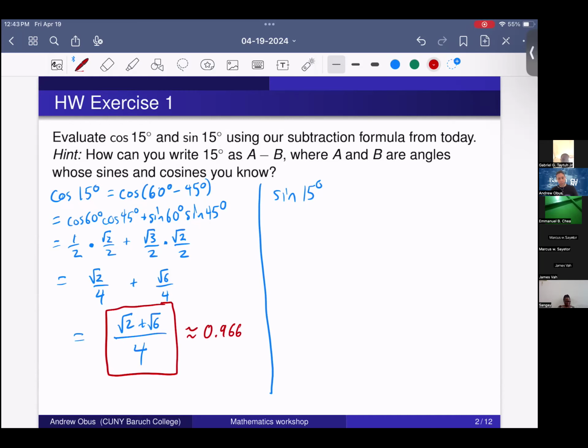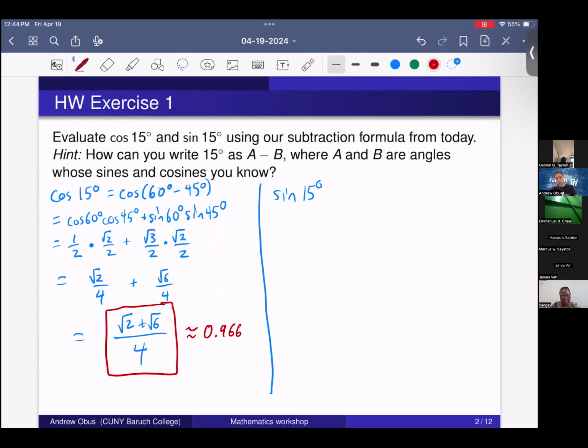Okay, so any questions on this? Right, so this is pretty straightforward. We used 60 and 45. You could also have used 45 and 30. You'd end up with the same answer. Okay, so 45 and 30 would also work because 45 minus 30 is 15.